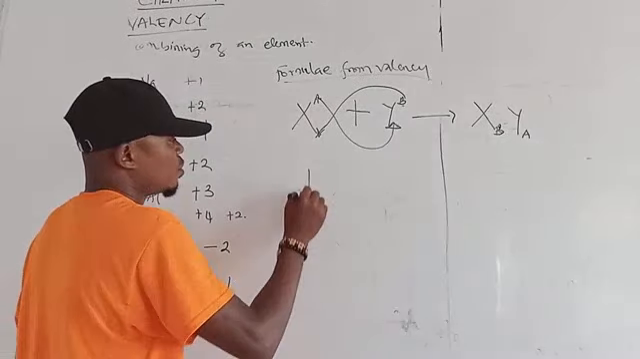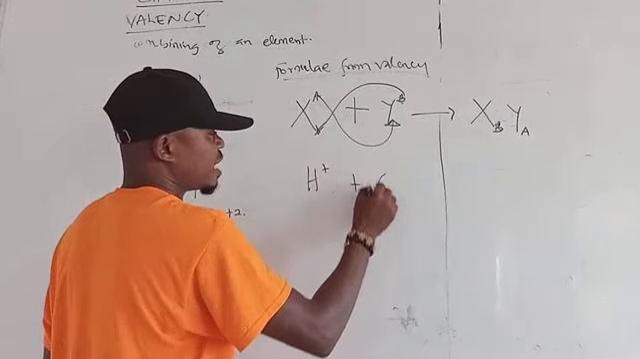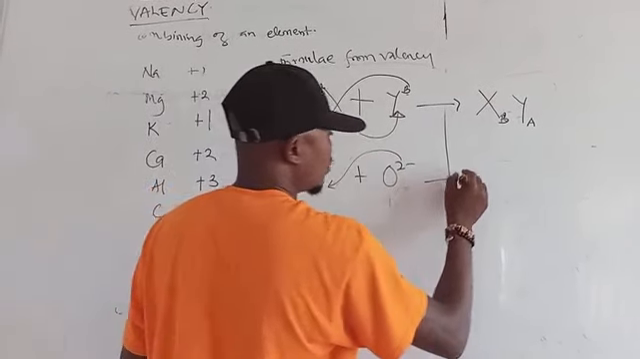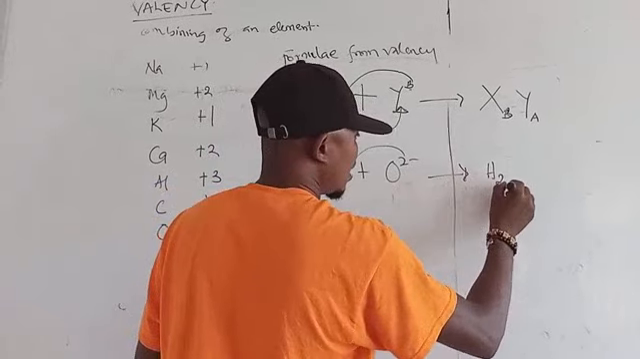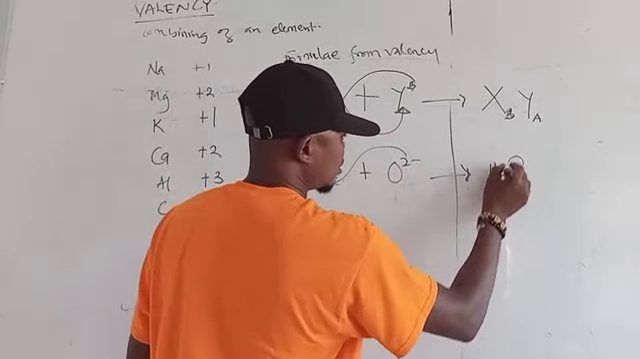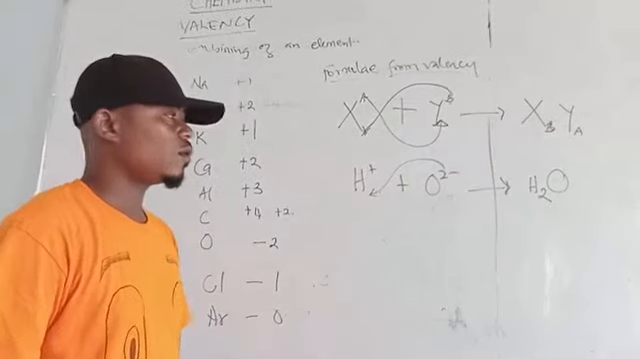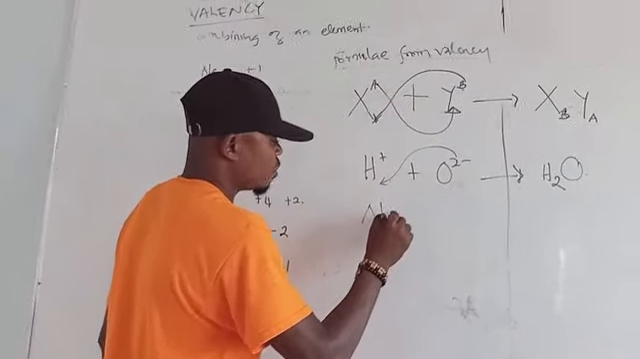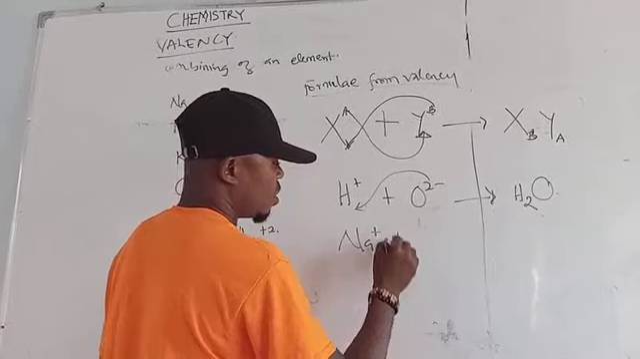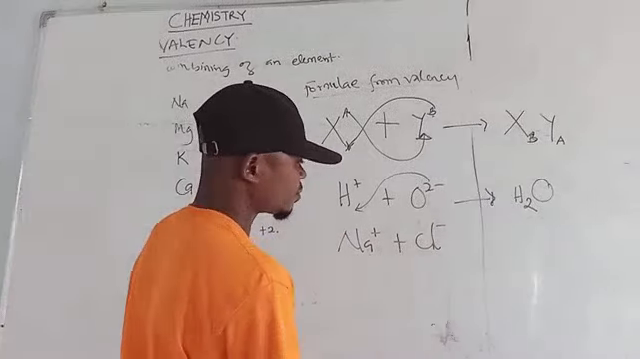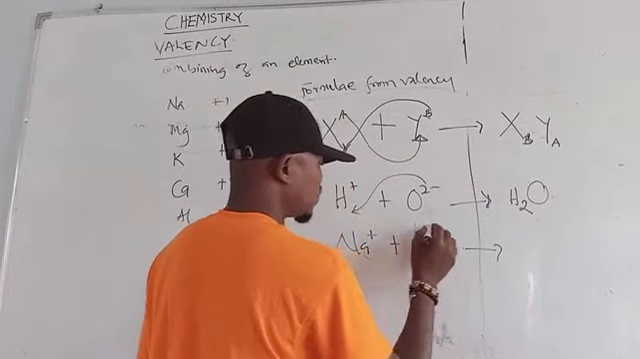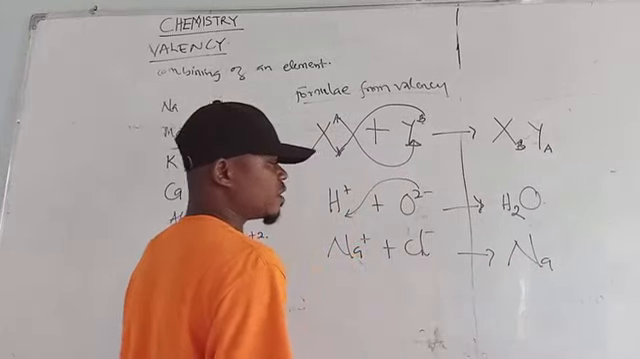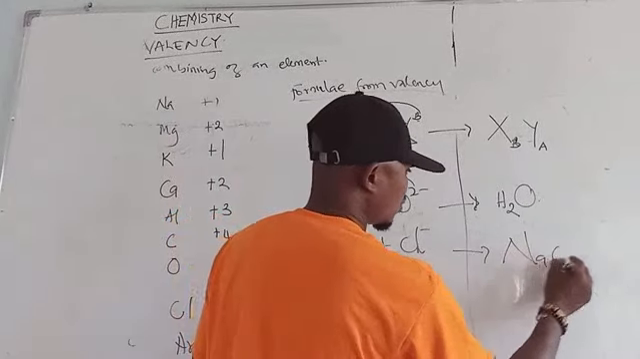For example, you have hydrogen reacting with oxygen. If you exchange the numbers and bring the 2 here, you are going to have H2. If you bring the 1 down to oxygen, you have O. And that is how the formula for water is derived. Also, we have sodium combining with chlorine. This one is 1, so it will come here. When it's 1, you don't write the 1 again. You bring this 1 here, and it's going to be NaCl.